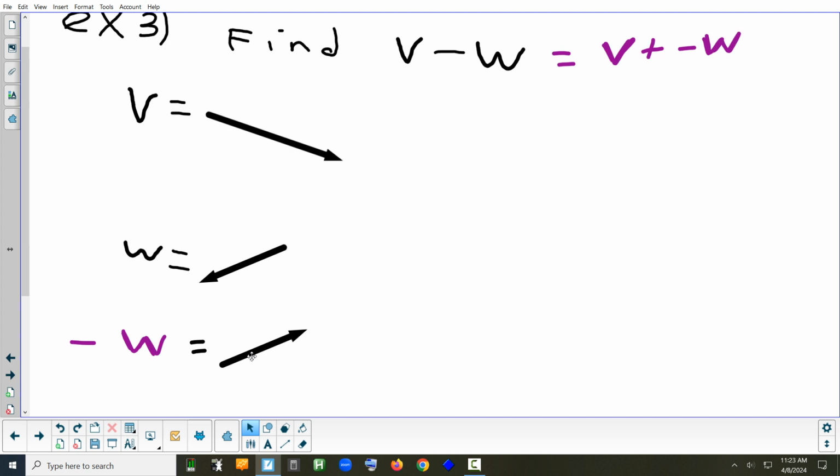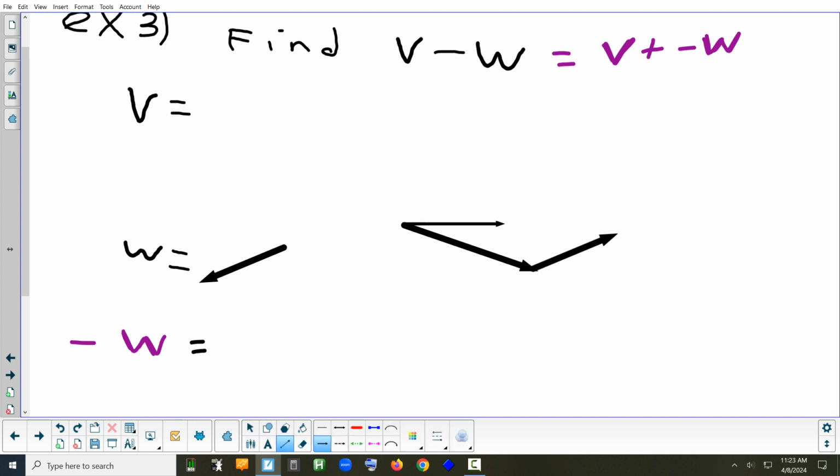All right, now just add them up. Take v and add negative w, which is really doing subtraction. And then draw your final answer. Close enough. That's your answer, v minus w. So a new magnitude and a new direction. It's a new vector. Questions on that?